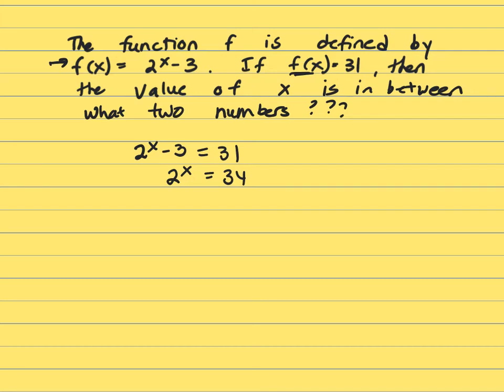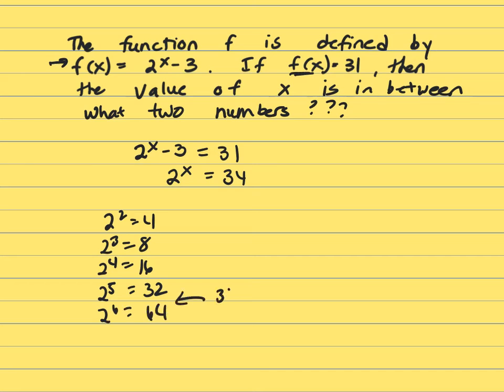So 34, let's go, you see 2 squared is 4, 2 cubed is 8, 2 to the 4th is 16, 2 to the 5th is 32. So we can stop there because 34 is going to be greater than 32. If I went one further, 2 to the 6th is 64, and 34 is in here. So x is in between 5 and 6.